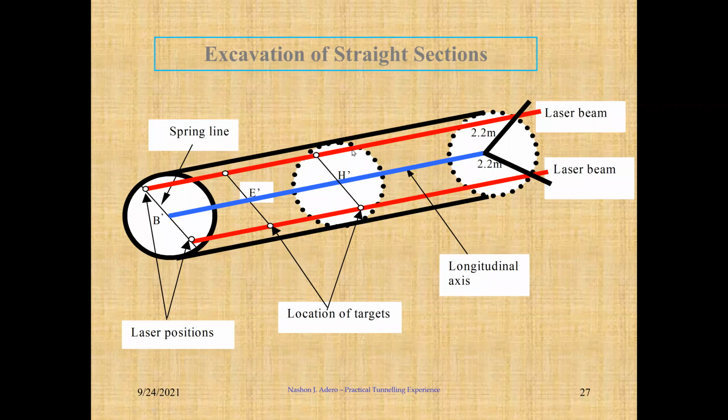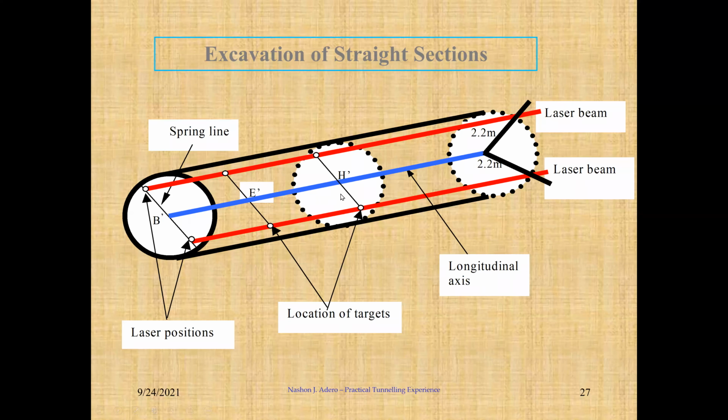You can see the laser beams, this one and this one, and then this central line, the blue one, which is coinciding with the center line. It is parallel to the center line, and you know it is above the ground surface. So it is an imaginary line, but it has to be set out in such a way that it follows the design center line of the tunnel, that is vertically above it or parallel to it.